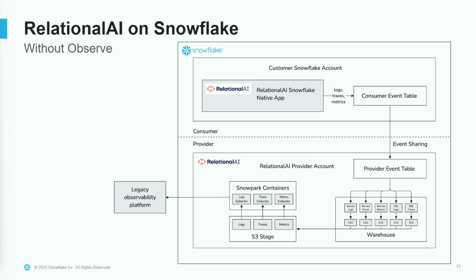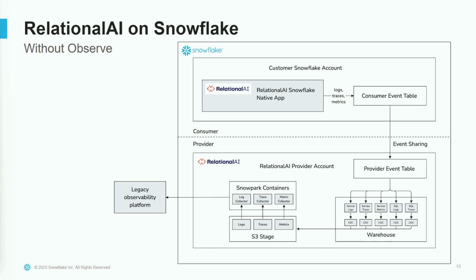Now, the actual details are a bit different. I believe the telemetry is written directly to the consumer event table and the provider event table. But for the sake of this talk, you can just think of it as event sharing. And there is one provider account per region. So if we offer RelationalAI on Snowflake, AWS, US West 1, then there are multiple customers that we have in that region, and all of them share event table data with our provider event table.